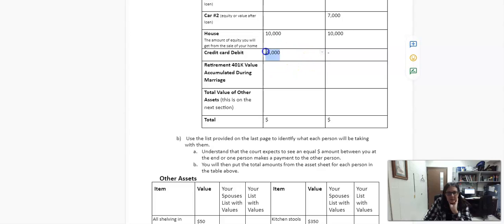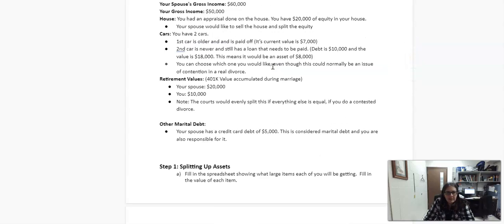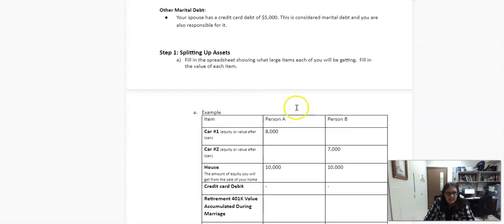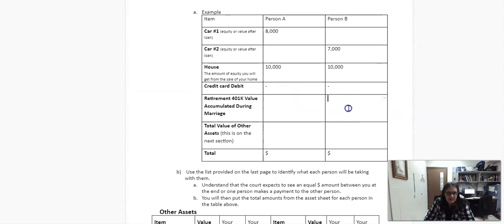So, but what we will do, I'm just in the interest of, okay, you can do it 2025, whatever works for you. Okay, retirement value, reminder, they have 20, but you have 10. It actually, if you can do a contested one, you'd split it down the middle, 15-15.